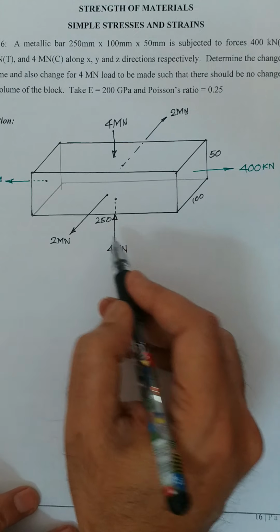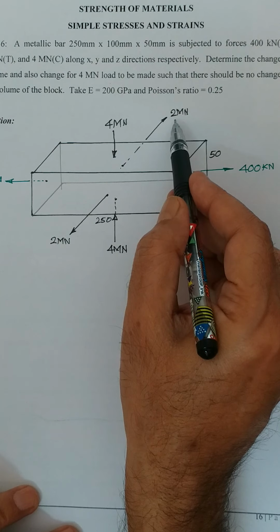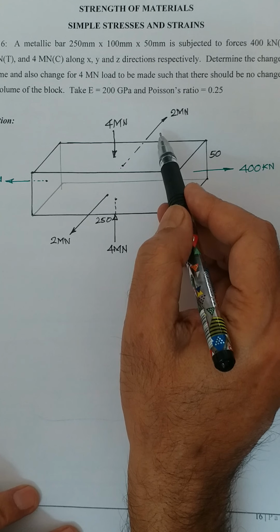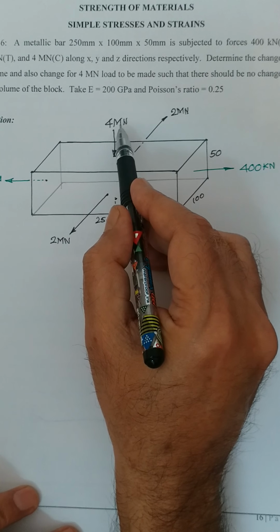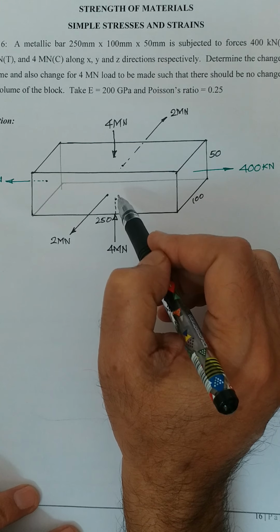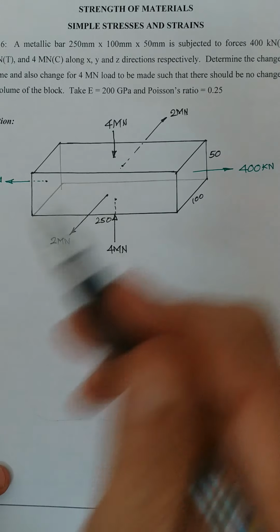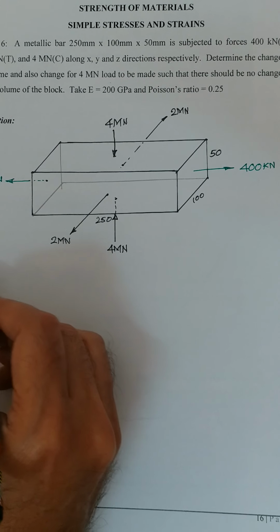So this is the system here. 400 kilonewton tensile, 2 meganewton tensile on front and back faces, and 4 meganewton compressive on top and bottom faces. Let us first calculate the normal stresses in x, y, and z direction.